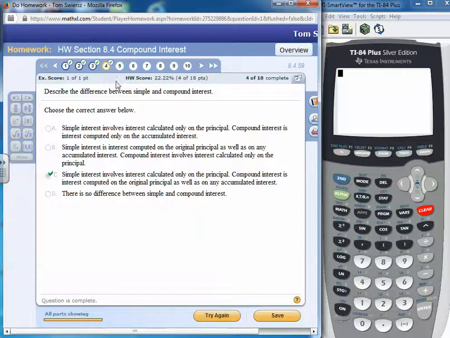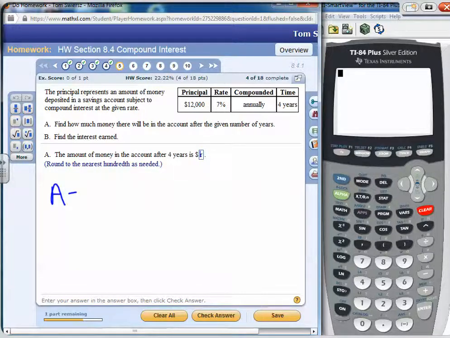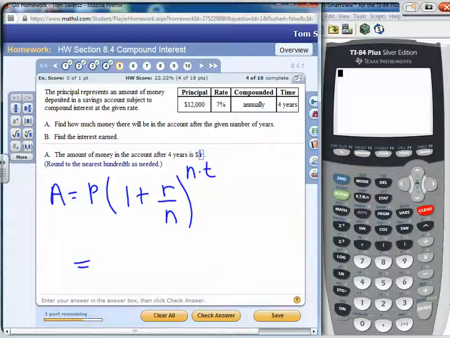Let's look at question number 5. The principal represents an amount of money deposited in a savings account subject to compound interest. Find how much money will be in the account after the given number of years. Okay, so we're finding the future amount. So the formula we had, A equals the original principal times 1 plus R over N raised to the N times T power. So the original principal here is 12,000.